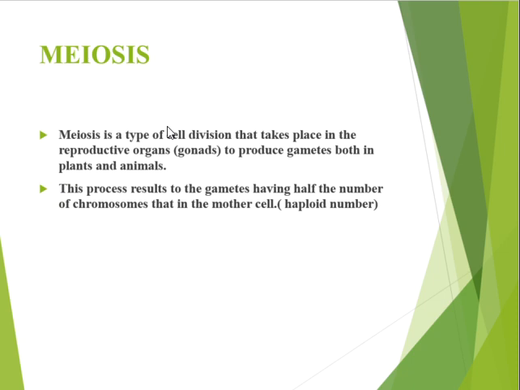Previously we looked at mitosis. Let's look at meiosis. Meiosis is a type of cell division that takes place in reproductive organs. We call them the gonads.